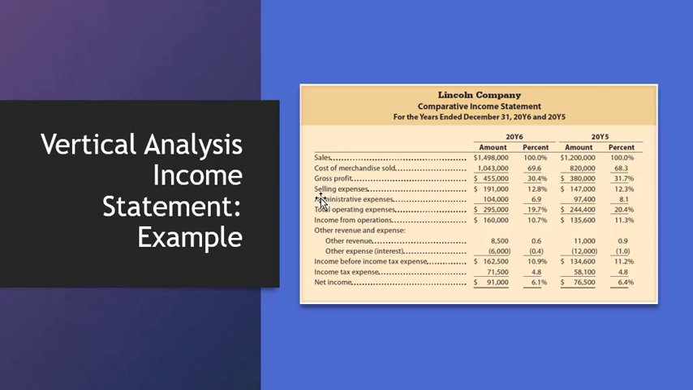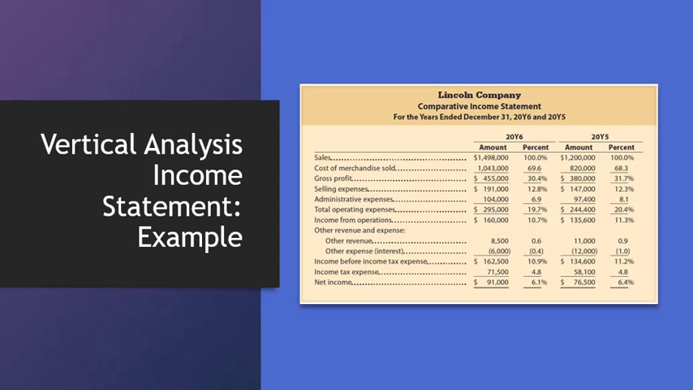In this case, here's a good thing. Administrative expenses. In year 5, they were 8.1% of sales. Now we've got them down to 6.9%. That's probably a good thing, right? But this is the type of thing that vertical analysis allows you to do.